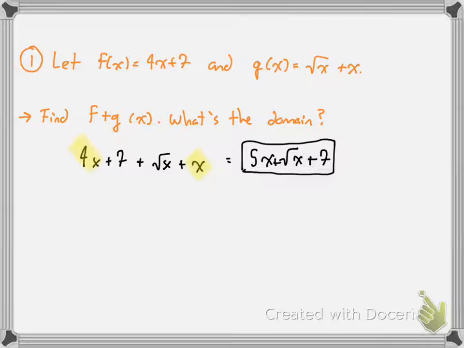To talk about the domain, I want to think about any possible x value I can put in this function. Since I have a square root of x, I need to remember from previous sections that I can't put a negative number in here. So my domain here is going to be any x value greater than or equal to 0.